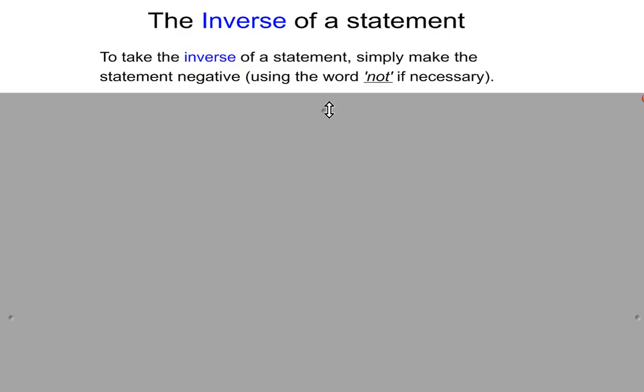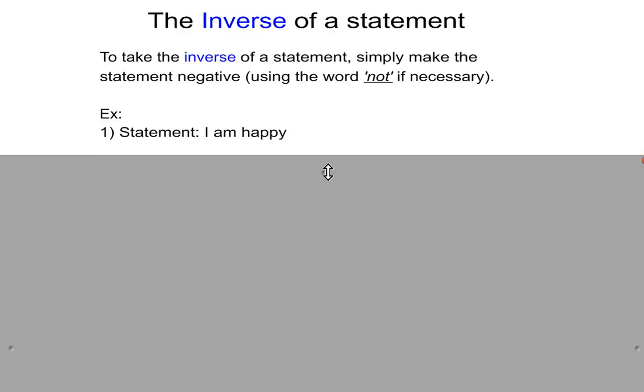Okay, today's lesson is understanding what the inverse of a statement is. So very simply, the inverse of a statement is taking the negation, or to negate the actual statement. To take the inverse of a statement simply means make the statement negative. Use the word not or no. Let's take an example. Example 1, I am happy.